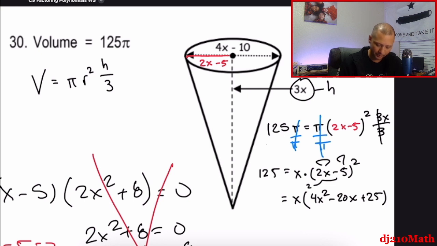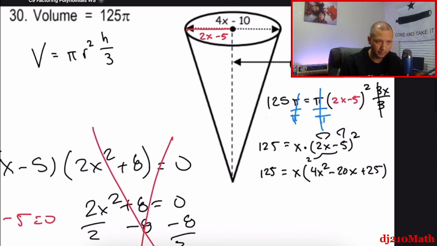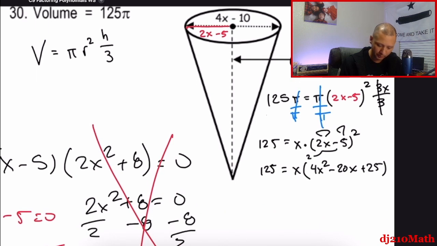Running the x through everything. This is going to be 125 equals 4x cubed minus 20x squared plus 25x. Now I want to subtract 125 from both sides. So minus 125. Right. On the left, we have 0. This is nice.